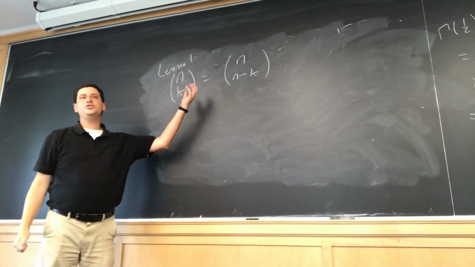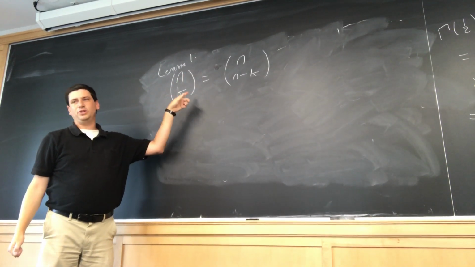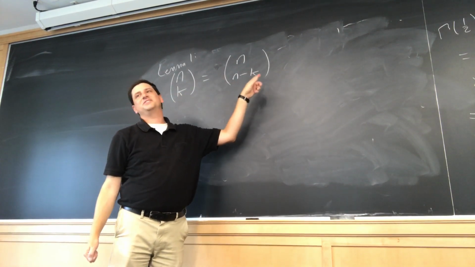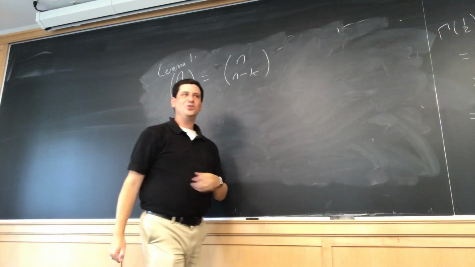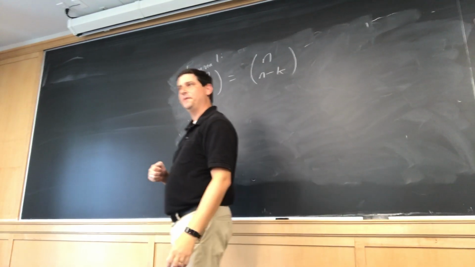The first way is to just expand out what they are and do algebra. N factorial over k factorial times n minus k factorial, n factorial over n minus k factorial times n minus k factorial. And when you notice that n minus k is just k, the algebra isn't so bad.